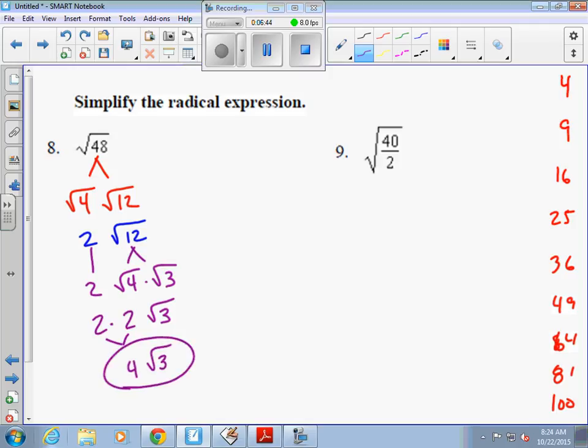Again, if you recognized right away that 16 went into it, you'd have just had less work to do, because you'd have got the square root of 16 times the square root of 3, which would have given you 4 square root of 3, which is what we got eventually.